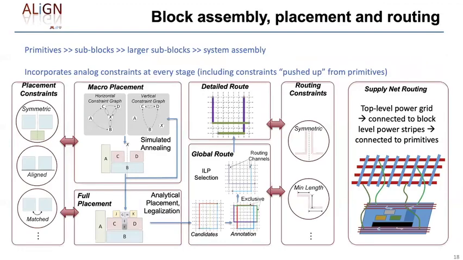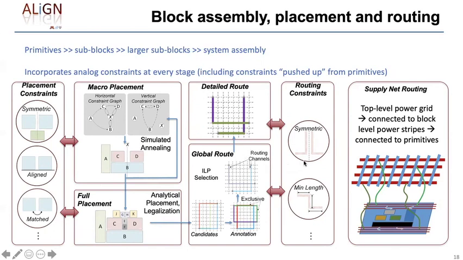Moving on from there, once we've generated the layout for the primitive, the next step is to perform block assembly, placement, and routing. And over here, we start putting the blocks together hierarchically. So we perform macro placement using a simulated annealing engine. This engine has to be cognizant of constraints on symmetry, alignment, matching, etc. Then we go to routing. There's a global routing and a detailed routing step.